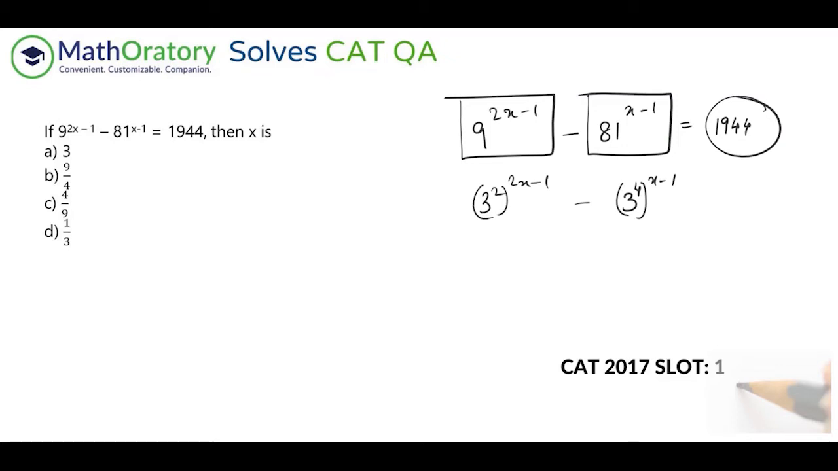Now, what I mean by that is, if you notice the options here, let me write the options in sequence here. So we have 3, 9 by 4, 4 by 9, and 1 by 3. So these are the options, right? Now, this 4 by 9 and 1 by 3 are absolutely silly.